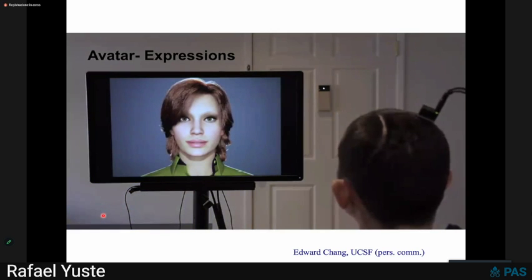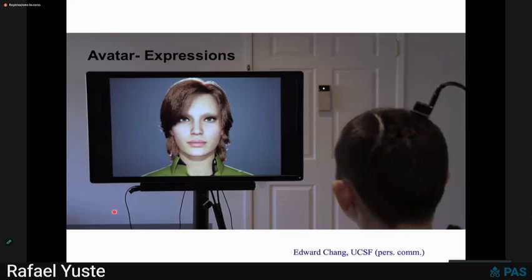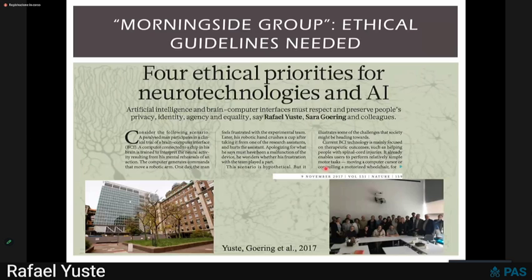So they're unlocking the woman and giving her the ability to talk and to express emotions and communicate effectively through this avatar by using the generative AI. So this is fantastic. As an ex-medic and a researcher, I couldn't be happier.